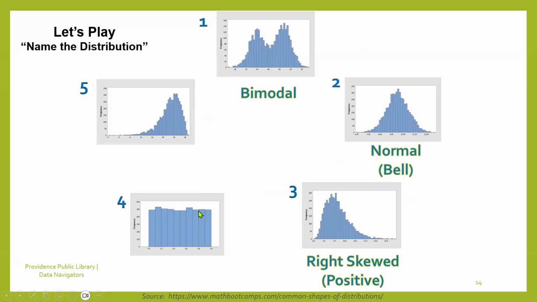Okay. How about this one? Is there any mode here? No. No mode. There is a name for that. Uniform, right? Uniform. How about this one? Negative. I think you all got the concept. Yes. Negatively skewed, or left skewed. It's moving towards the left hand side, right? So left skewed. All right.